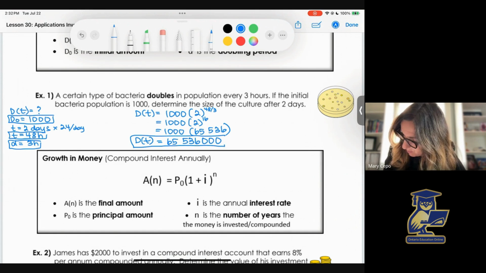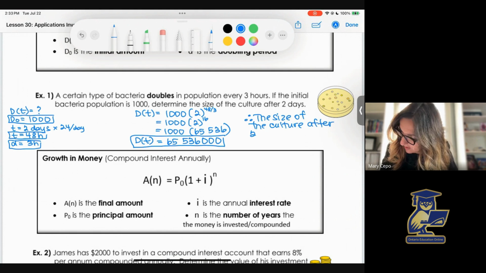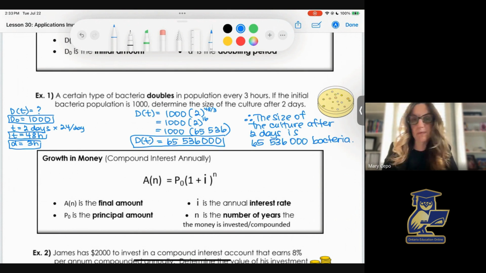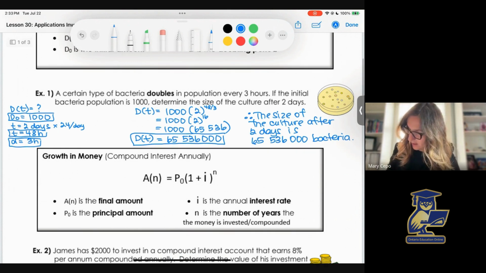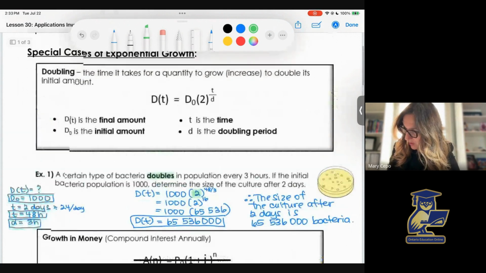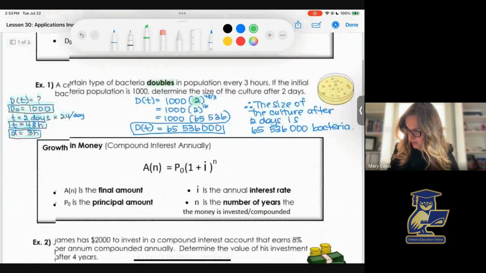Okay, and because it is a word problem, we didn't round anywhere. We're going to say, therefore, the size of the culture after 2 days is 65,536,000 bacteria. Again, anytime it says doubles, that base of your exponential function would be 2. 2 represents that doubling. That's pretty important.